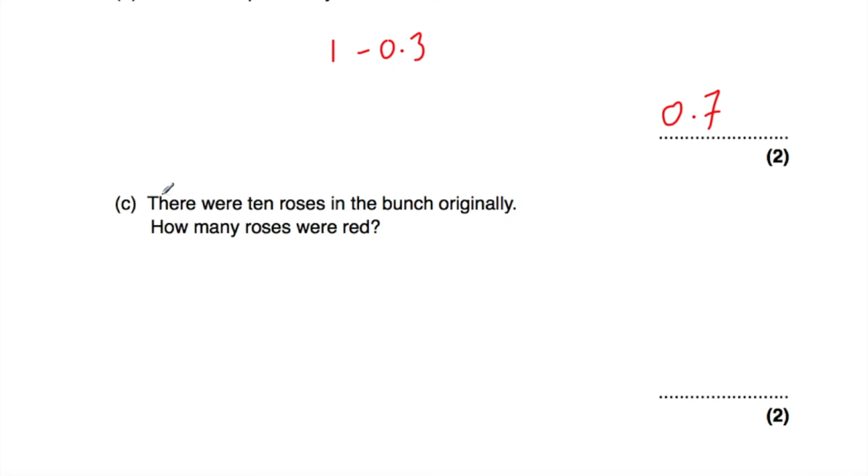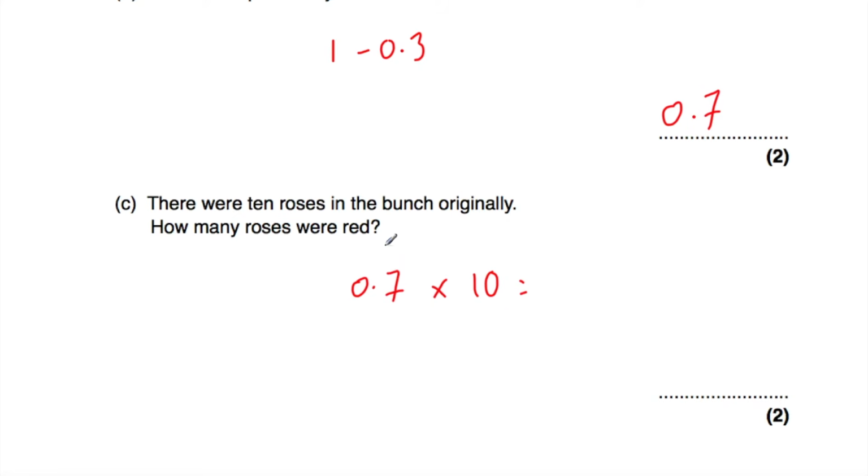And then if we carry on, part C says there were 10 roses in the bunch originally. How many roses were red? Well, if we take the probability of the rose being red, which is 0.7, and we multiply that by how many roses are in the bunch, which is 10, that'll tell us how many red roses there are in the bunch. So if you just times the probability by how many there are, that'll tell you how many of them will be red.